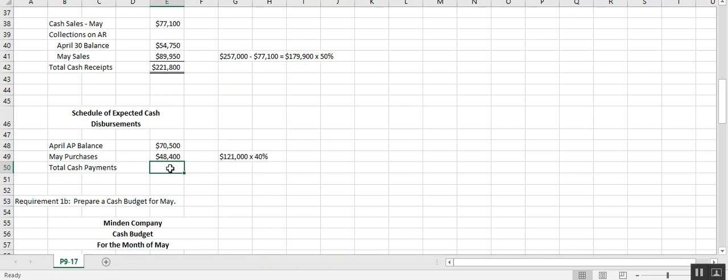So our total cash payments would just be the cash we paid out for our accounts payable that carried over from April, plus the 40% of the purchases on account we made during May. So we're going to total those. And that gives us $118,900.